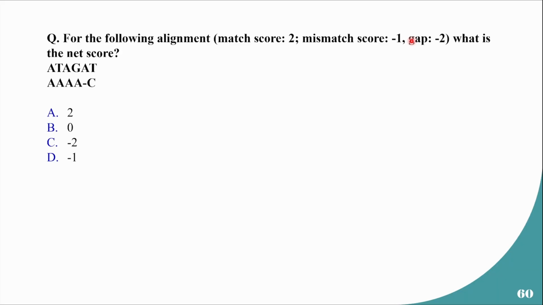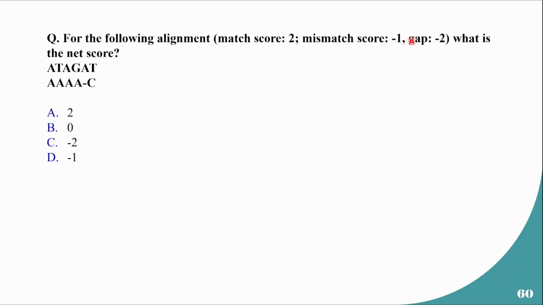because in evolutionary processes gaps are rarely generated. So if you are seeing a certain gap in an alignment, that means the probability of that happening naturally through the evolutionary process is much lower. So if you are seeing a gap, you have to penalize it with a higher negative score. That is why the gap score mostly has a higher negative value than mismatch scores, right?